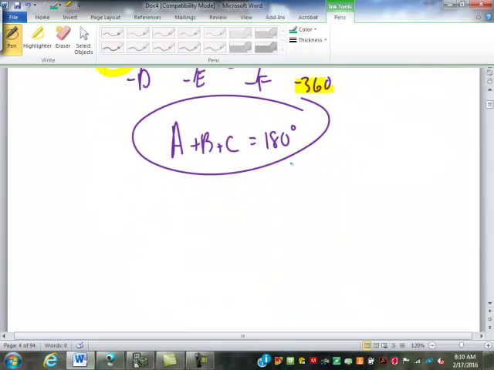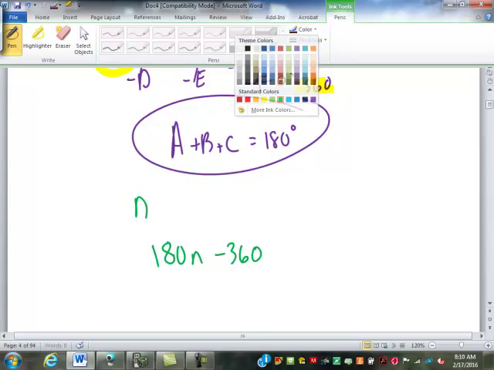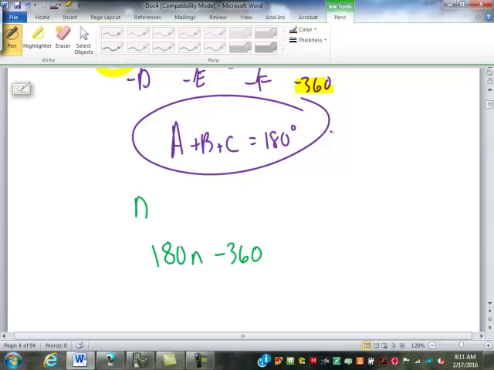So if I know the number of sides in a figure, n, the angle sum is 180 times n minus 360. Now, algebraically speaking, they tend to rearrange this formula a little bit. They write it like this: 180 times (n minus 2).